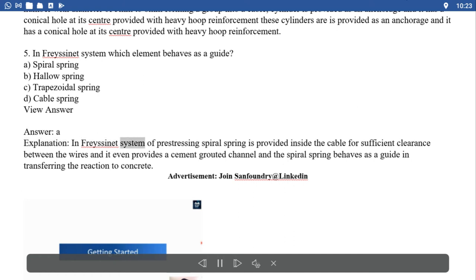Explanation. In the Freyssinet system of pre-stressing, a spiral spring is provided inside the cable for sufficient clearance between the wires, and it even provides a cement grouted channel. The spiral spring behaves as a guide in transferring the reaction to concrete.